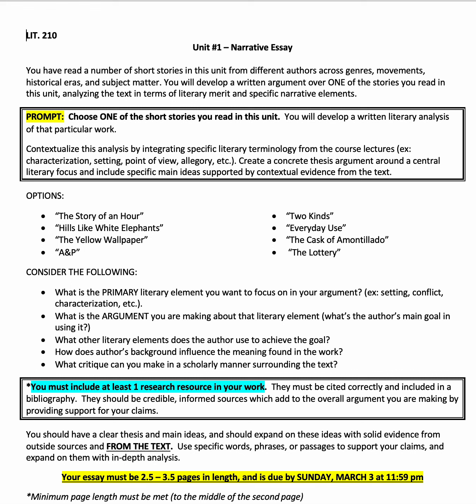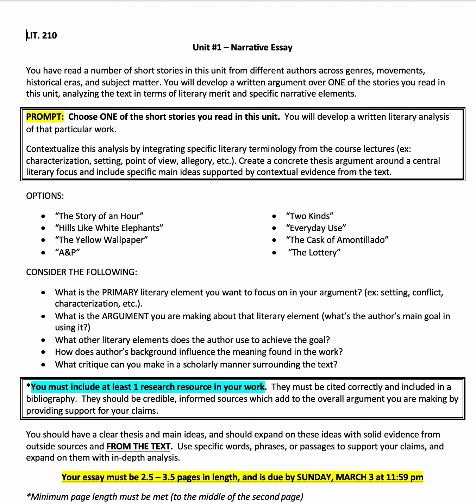So again, there's so many options. Within Two Kinds, it could be about the importance of understanding identity. It could be, in Everyday Use, the characterization or development, say as a flat character or a round character. You could talk about Dee versus Mama versus anyone else.